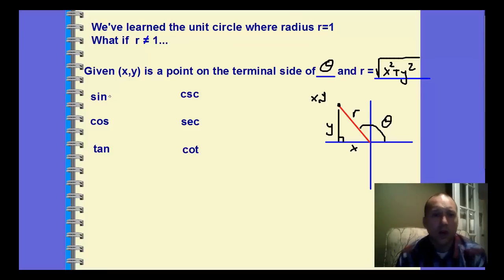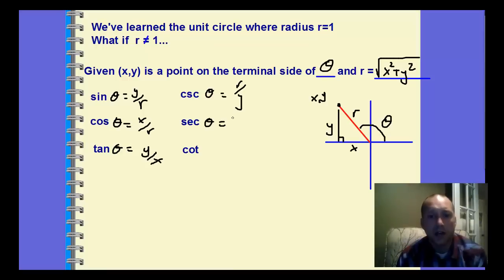And so then our sine of theta is just going to be y over r. Cosine of theta is x over r. Tangent of theta is y over x. Cosecant is the reciprocal, so it's going to be r over y. Secant theta is r over x, and then cotangent theta is x over y. And so we're using this right triangle still, even though we're finding theta, to help us find our trig functions.